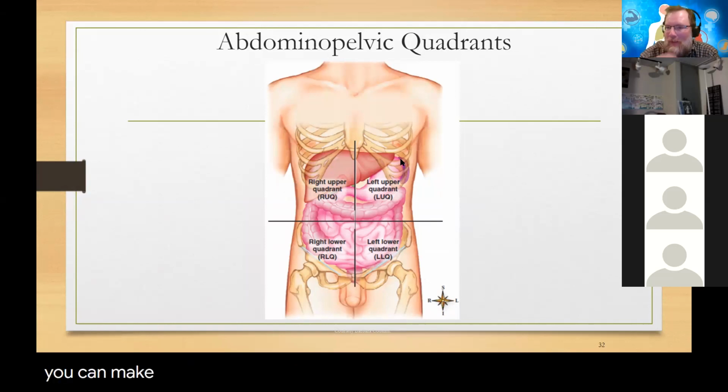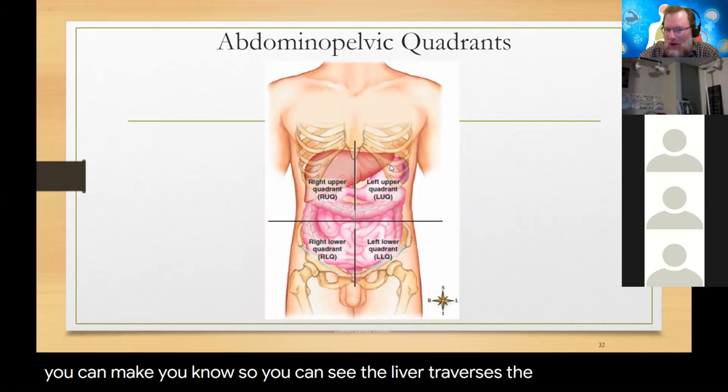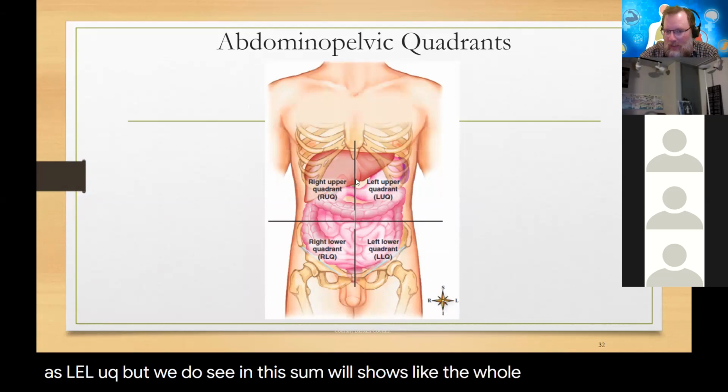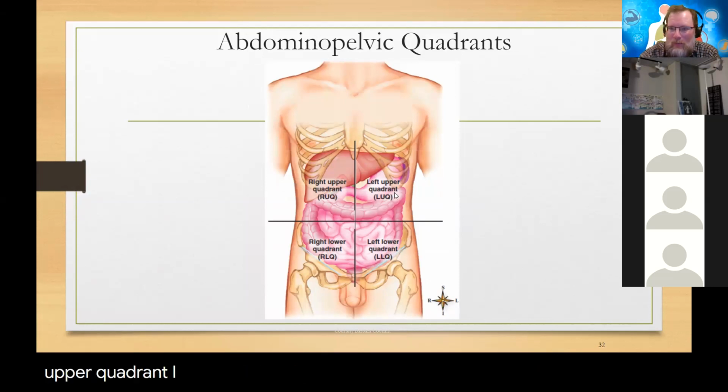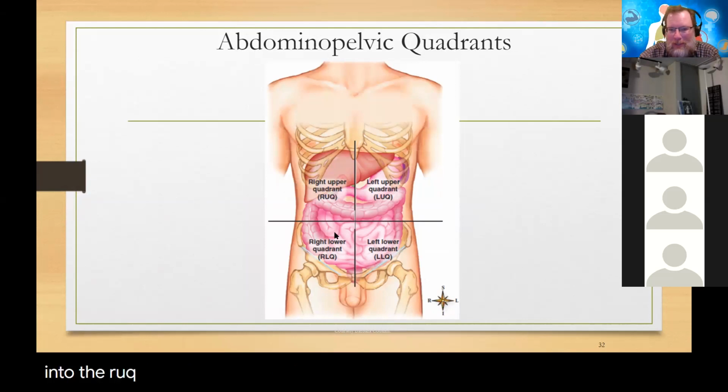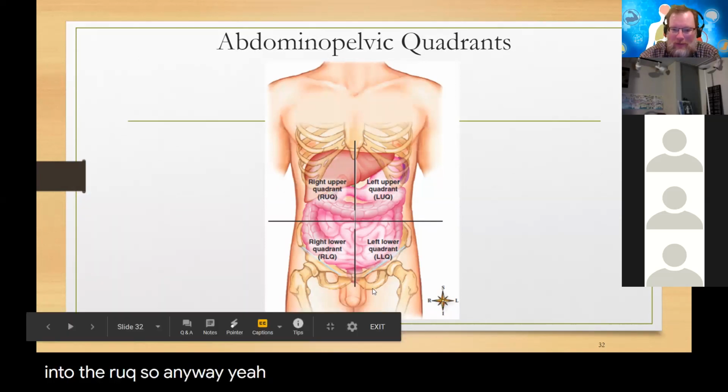You can see the liver traverses. The stomach is primarily LUQ, and this almost shows the whole stomach in the left upper quadrant. I would say there are some parts of the stomach that do come certainly into the RUQ. So anyway, yeah.